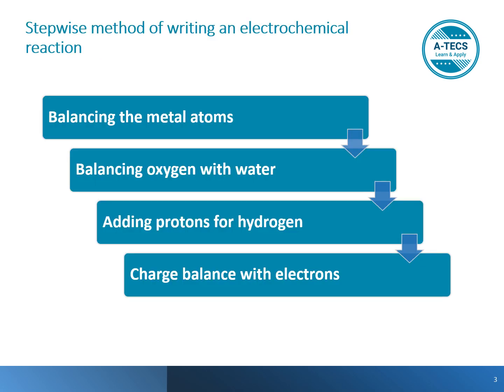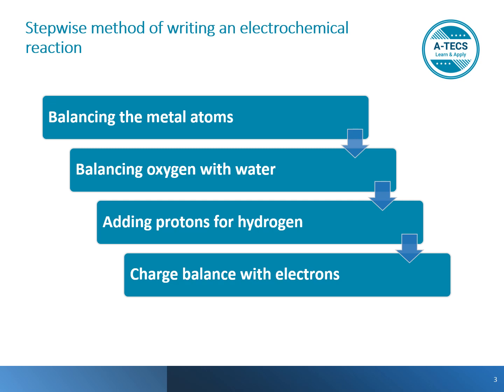Writing an electrochemical reaction is not a complex task. If you follow these 4 steps, you can easily write an electrochemical reaction. So these 4 steps are: first, balancing the metal atoms. Then you have to balance oxygen with water.